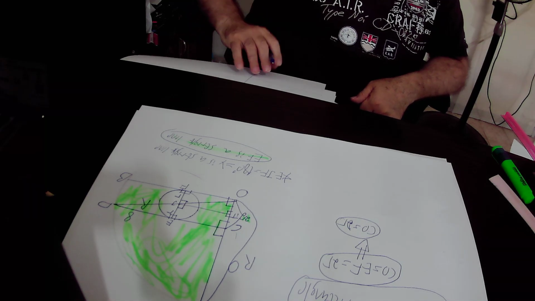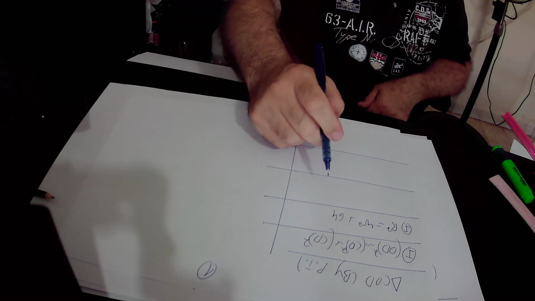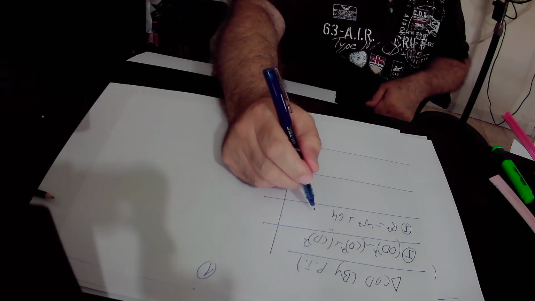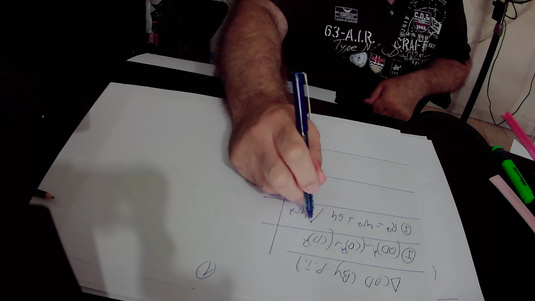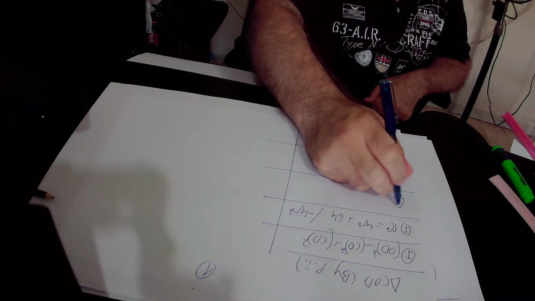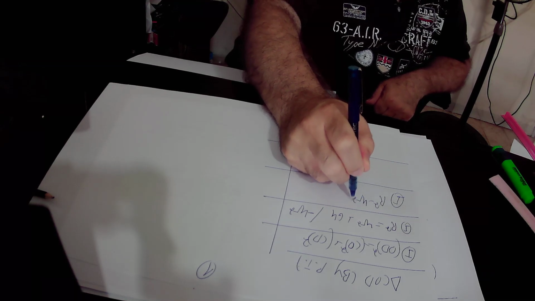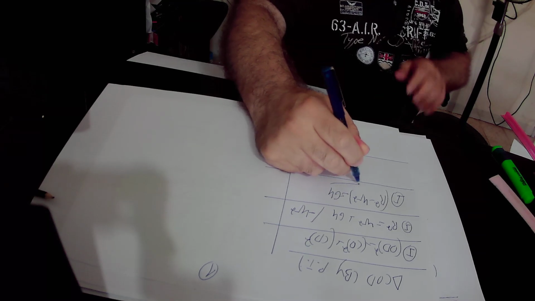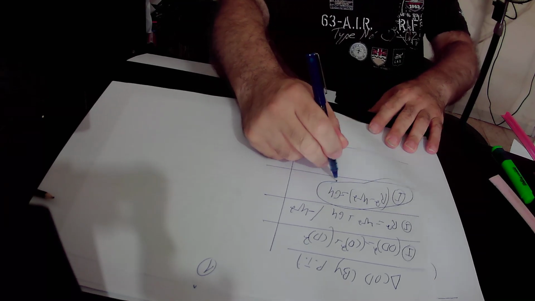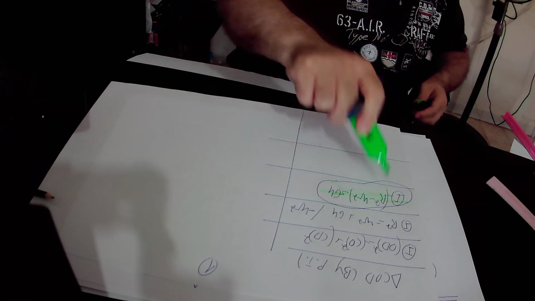So in conclusion, we found out that according to equation number 1, capital R square equals 4R square plus 64. We subtract 4R square from equation number 1, and we get that capital R square minus 4R square equals 64. So according to equation number 1, capital R square minus 4R square equals 64.